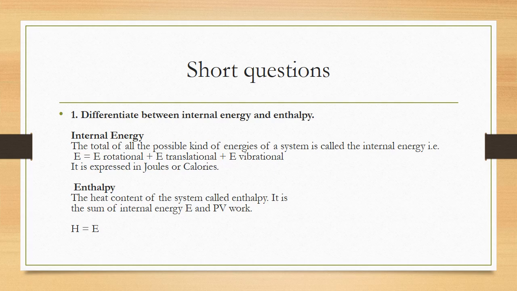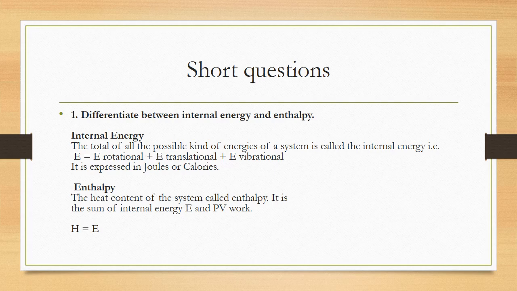constant at 1 atmosphere, and the volume changes from V1 to V2, this change of the volume and the pressure is called pressure-volume work. Change of the volume is called the pressure-volume work done by the system, right?